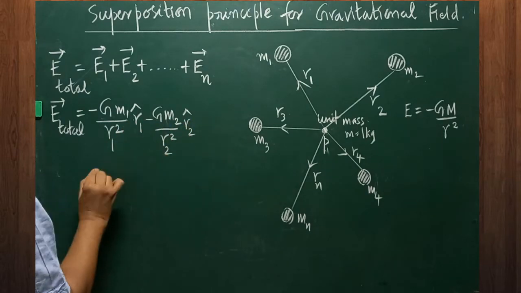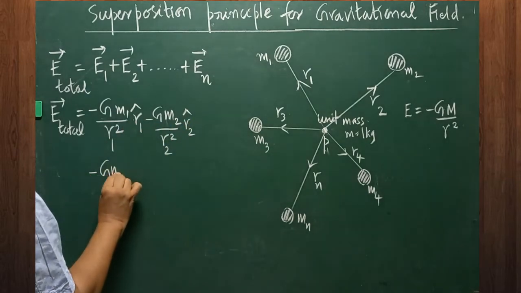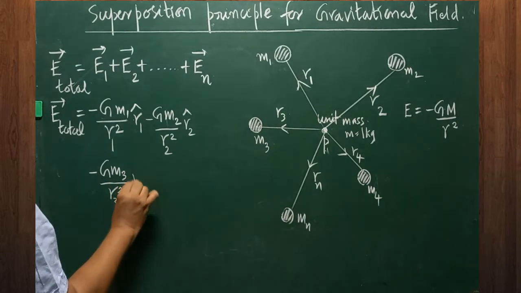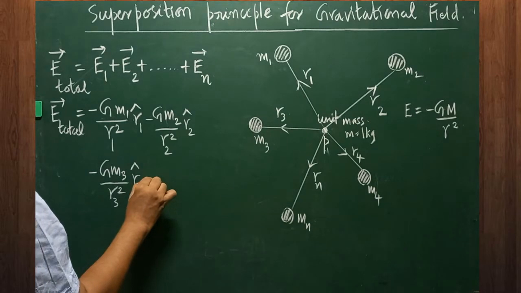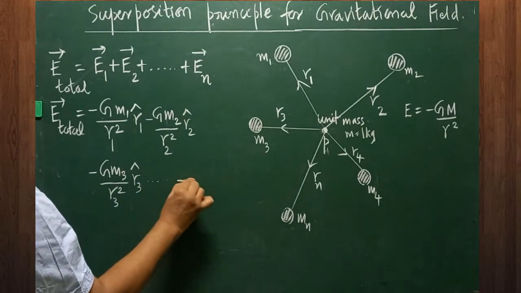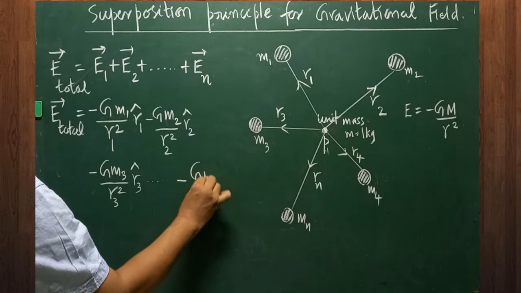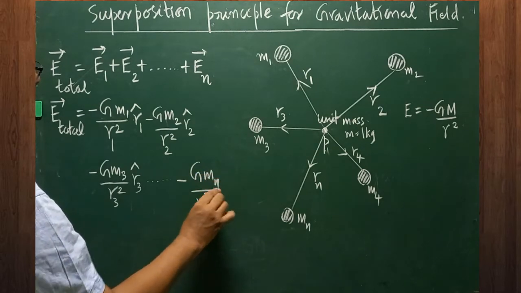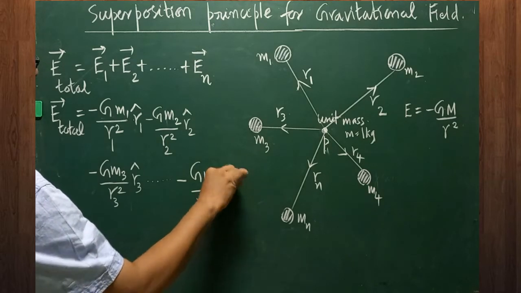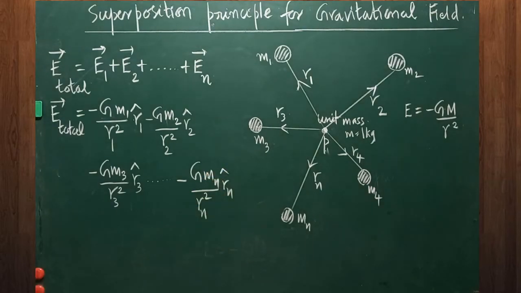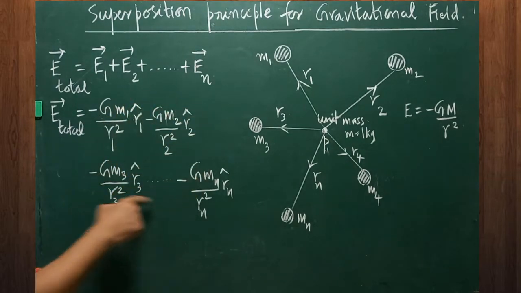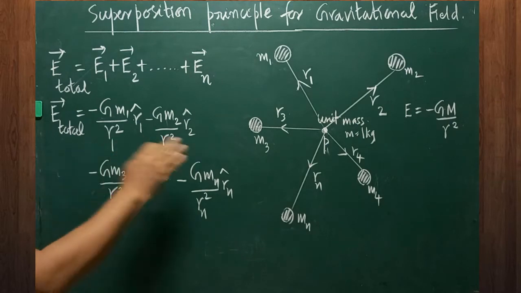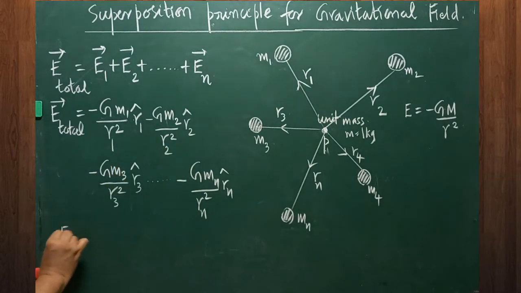Since the space is not available, I will write it here. G M3 divided by R3 square R3 cap. We can put dots. Finally, for the last mass we can write G Mn divided by Rn square Rn cap. So in that format we can write. Now everything is to be summated. Is it clear? Everything is written. Everything is added. Now everything can be summated.